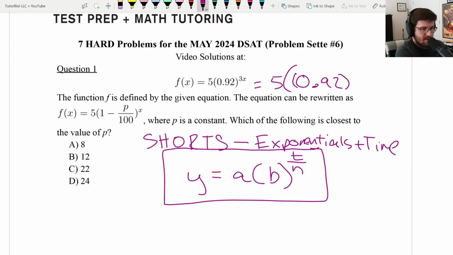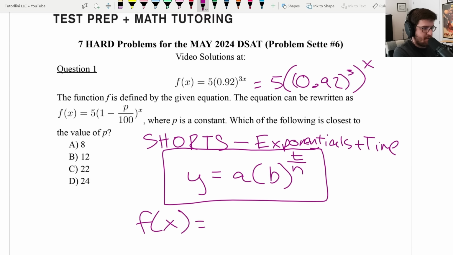5 times 0.92 to the 3 to the x. To the 3 to the x, when you raise a power to a power, you multiply. That would give you 3 times x. So this is just an equivalent way of writing that. Okay, so now I'm going to jump to the calculator, figure out what 0.92 to the 3 is. And I get f of x equals 5 times 0.778688 to the x. Now this looks a lot more like the equation given in the question.